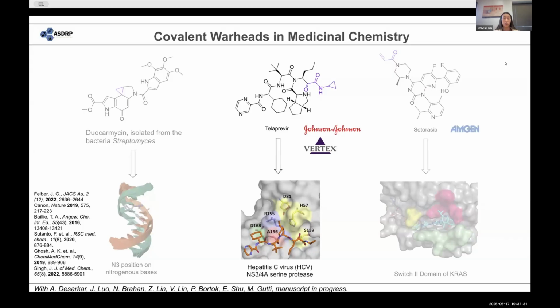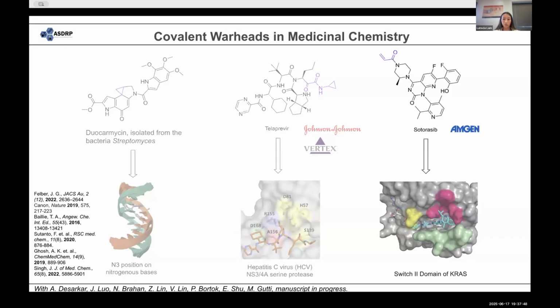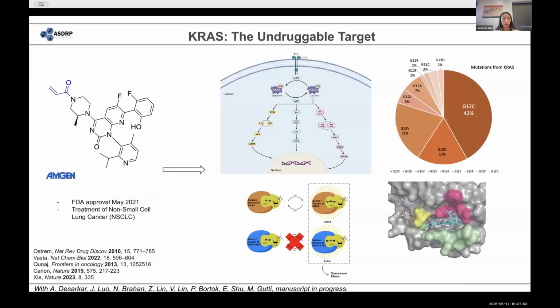Next is telaprevir, which was developed by Johnson & Johnson and Vertex Pharmaceuticals. And telaprevir is a protease inhibitor that binds to the NS3-4A serine protease to prevent viral replication in hepatitis C cases. Lastly is Sotorasib, and more on Sotorasib. It was developed by Amgen and FDA approved in May of 2021 for the treatment of non-small cell lung cancer.